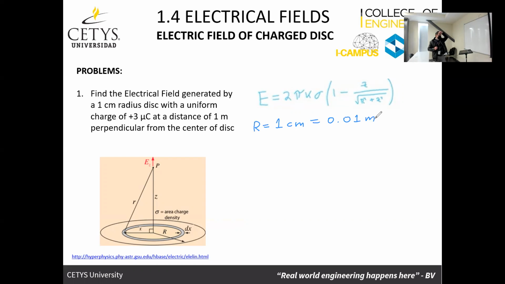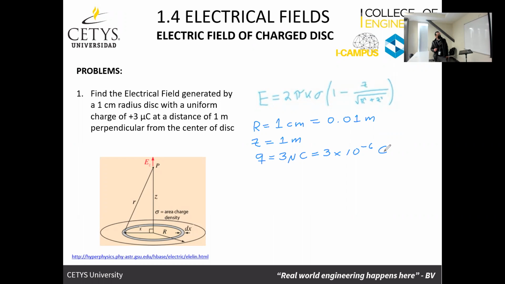What else do we have there? The distance, and the distance is represented by what variable? Z. So the distance from the center of the ring is Z, and that's 1 meter. Somebody said the charge. The charge is 3 microcoulombs, and remembering that this is 3 times 10 to the minus 6 coulombs.